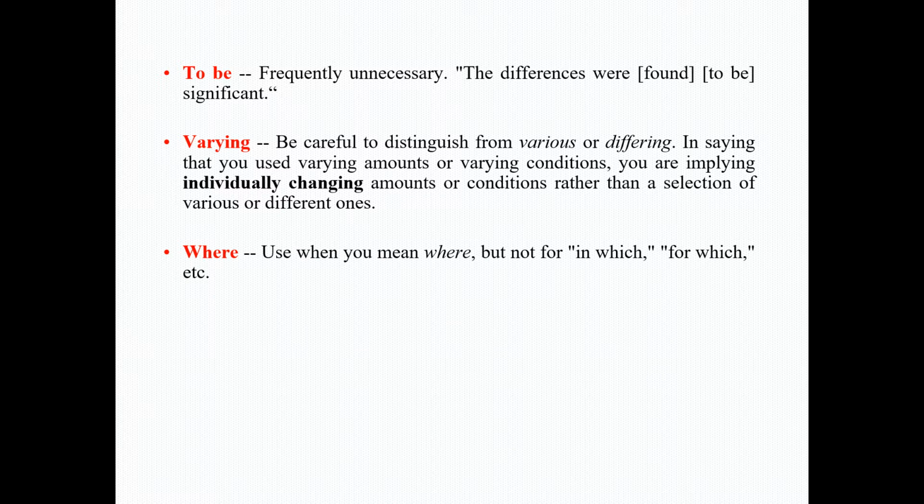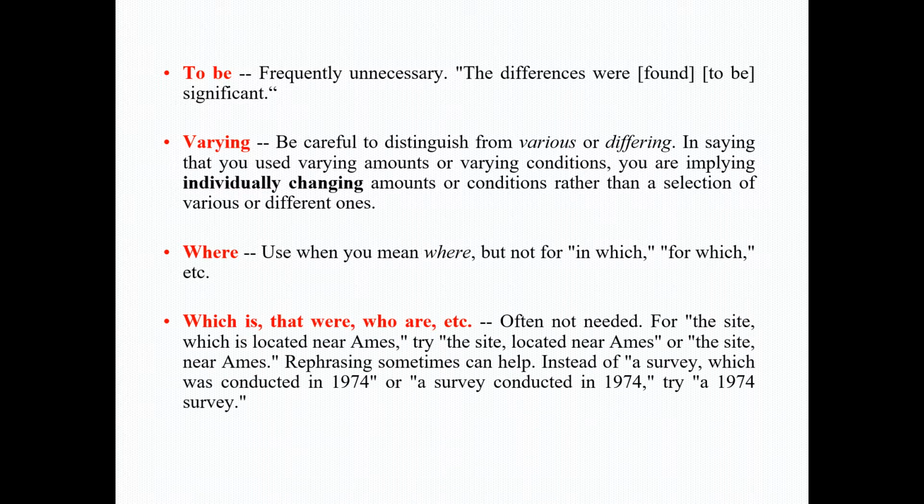Where: use when you mean where, but not for which, etc. Which is, that were, who are, etc. are often not needed. For the site which is located near AMS, try the site located near AMS or the site near AMS. Rephrasing something can help. Instead of a survey which was conducted in 1974, or a survey conducted in 1974, try a 1974 survey.